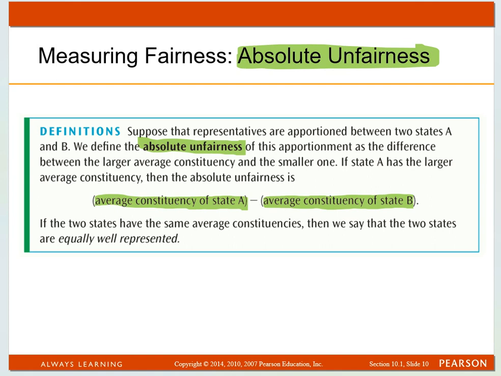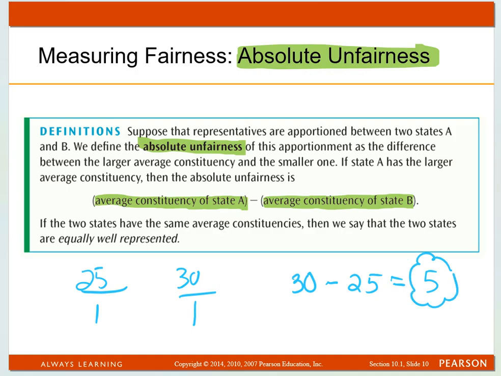So like when I was talking about those two teachers, I had 25 to 1 and 30 to 1. So the average constituency of the larger one was 30 because 30 divided by 1 is 30, minus the 25 because 25 divided by 1 is 25. And so the absolute unfairness is 5. And basically what you're saying is, in terms of the number of people that each representative has, the teacher in this classroom has 5 more children that she has to deal with.